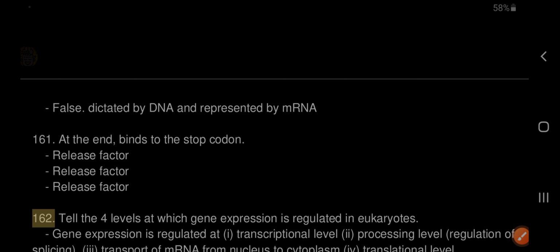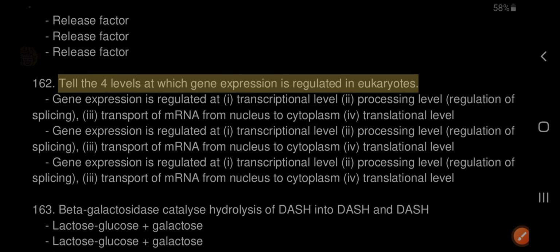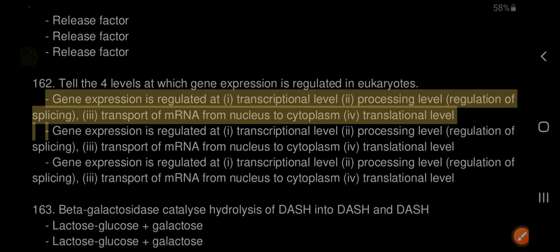162. Tell the four levels at which gene expression is regulated in eukaryotes. Gene expression is regulated at: I, transcriptional level; II, processing level, regulation of splicing; III, transport of mRNA from nucleus to cytoplasm; IV, translational level.